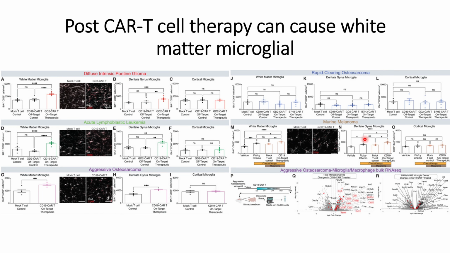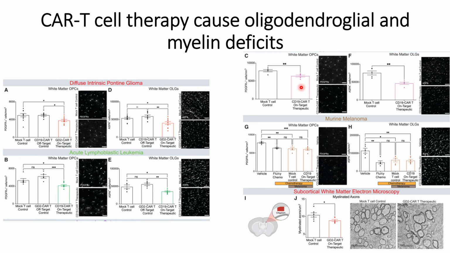This is also in line with their results for the rapid clearing osteosarcoma. This rapid clearing osteosarcoma does not show any change in the white matter microglia, and this is also in line with no changes shown for oligodendroglial precursor cells and white matter oligodendroglials. Those results are in the supplemental figures.